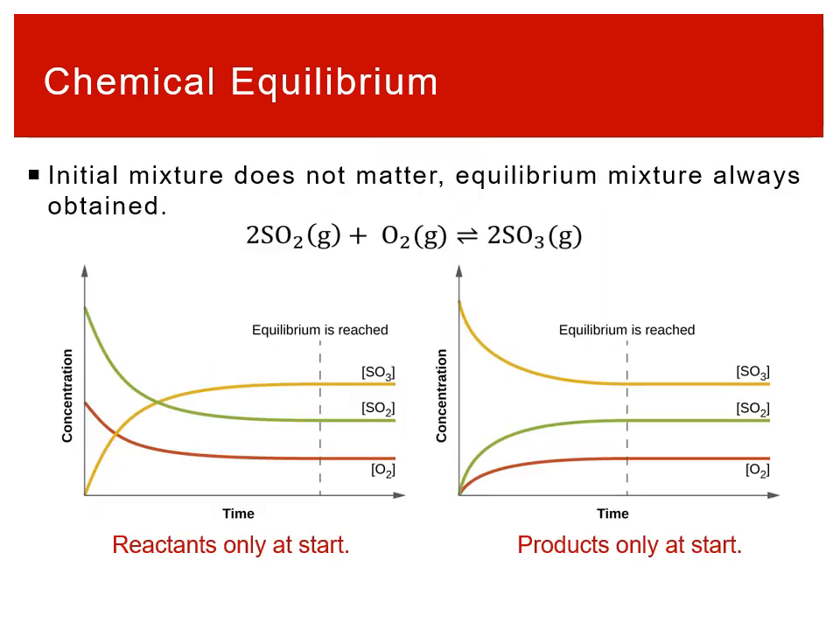One of the things about equilibrium is that it doesn't matter how you start. You always reach equilibrium. You're always going to have an equilibrium mixture where you have both reactants and products. So in this reaction, I have the SO2, I have O2, and I'm making SO3. So those are the colors. And so you can see if I start with basically the green and the red at high concentrations, that means I start with only reactants.